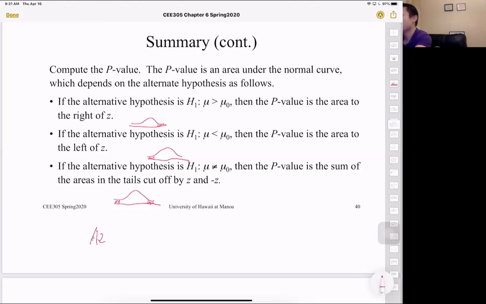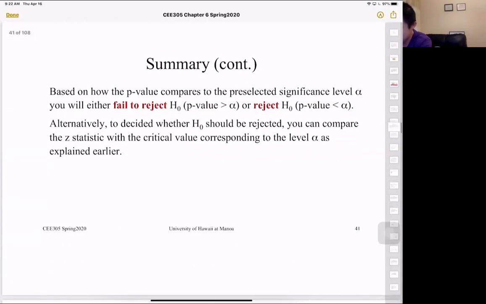And then we just compare the p-value with alpha. If the p-value is less than alpha, we can reject H0, then we say H1 is true. So based on how the p-value compares to alpha, if the p-value is not less than alpha, we fail to reject H0, or if the p-value is less than alpha, we can reject H0, and we say H1 is true.